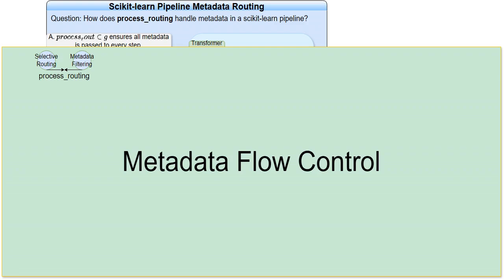This describes the key functionality of process_routing. It doesn't send all metadata to every step. Instead, it allows you to specifically choose which metadata goes where. Imagine having fine-grained control over the flow of information. This selective routing is very powerful for managing what information different parts of the pipeline get access to.